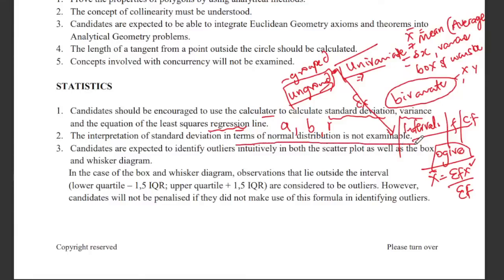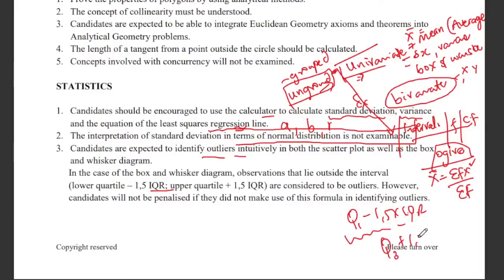Okay, when they tell you about how big or how small the standard deviation is and all of that, it's not going to count. Then candidates are expected to identify outliers, okay, using our common sense in both the scatter plot as well as the box and whisker. Remember, initially, we are meant to use this kind of formula, where we look at the Q1 minus 1,5 times the IQR. Okay, that is when you're looking for the lower or the lowest number within the data set that seems to be an outlier. And then for the upper one, use the Q3 plus 1,5 times IQR.